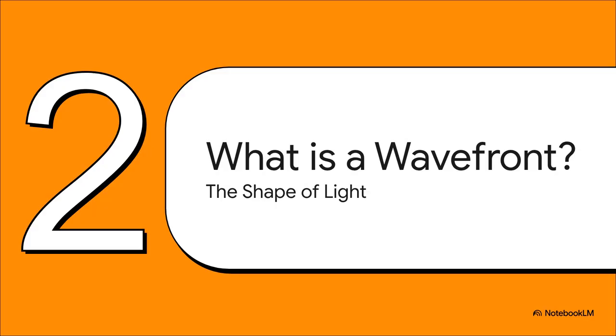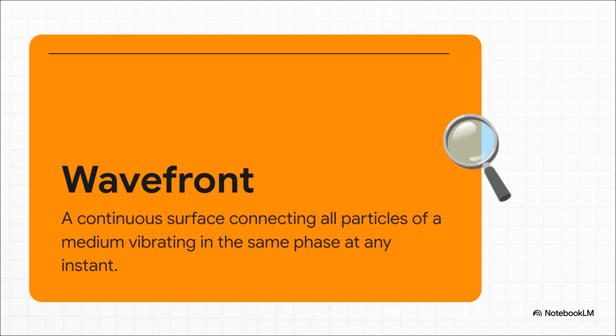Okay, so if light is a wave, that brings up some new ideas. And the first big one we need to wrap our heads around is something called a wavefront. So, what in the world is a wavefront? Imagine you drop a pebble into a still pond. You see those ripples moving out, right? A wavefront is like taking a snapshot and drawing a line connecting the very top crest of one of those ripples. It's an imaginary surface that links up all the points on a wave that are vibrating in the exact same way at the exact same time. All the peaks are connected, all the troughs are connected, you get the idea.